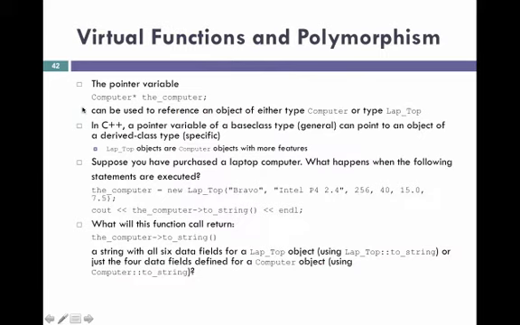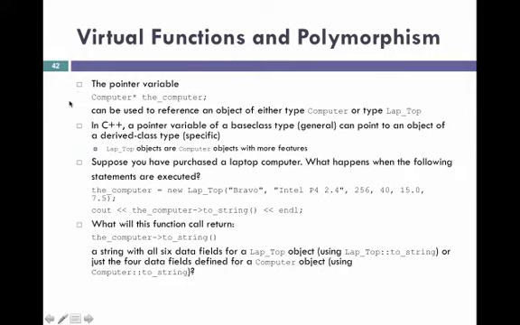Okay, here's an example of a pointer variable, and we can use this variable. Its name is the computer, and its type is a pointer to instances of class computer. And we can use this variable, the computer, to point to or reference an object of either class computer or type laptop.